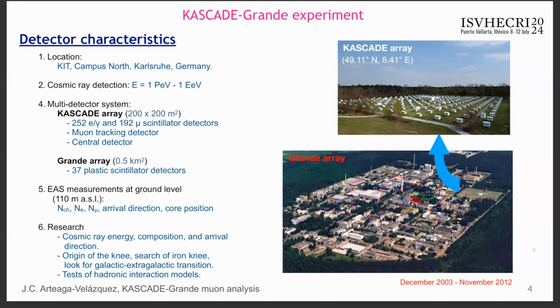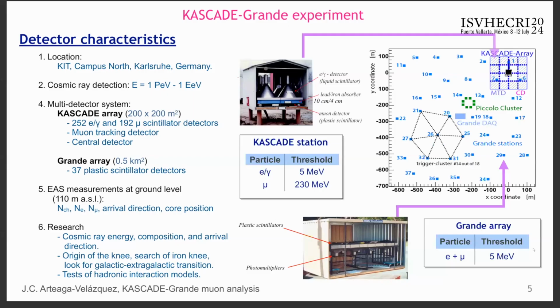It was a multi-detector system. The main detector array was KASCADE, which you can see over here, covering a surface of 200 by 200 square meters. It was then extended by a larger array called the Grande array, which covered a surface of 0.5 square kilometers. The KASCADE array was composed mainly of scintillator detectors: 252 electromagnetic stations to measure the electromagnetic component, and 192 shielded detectors to study the penetrating component, that is the muons.